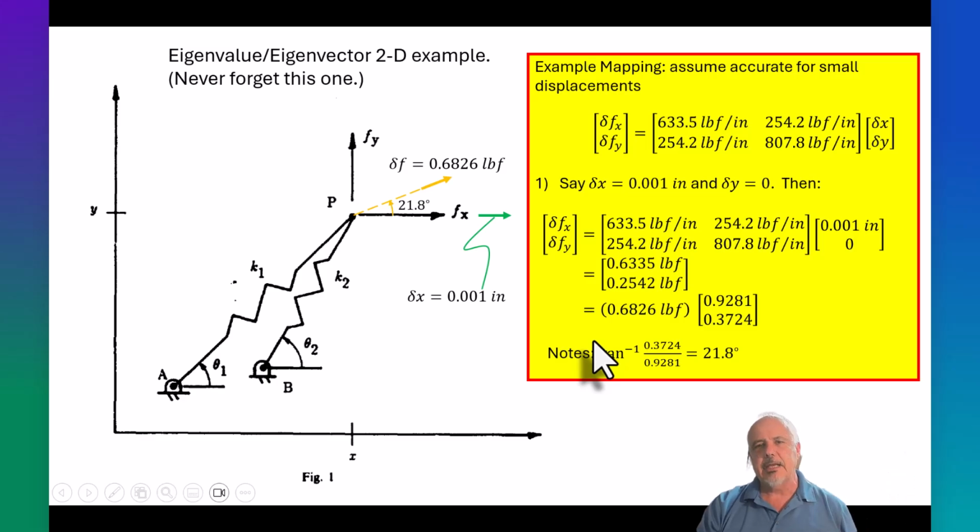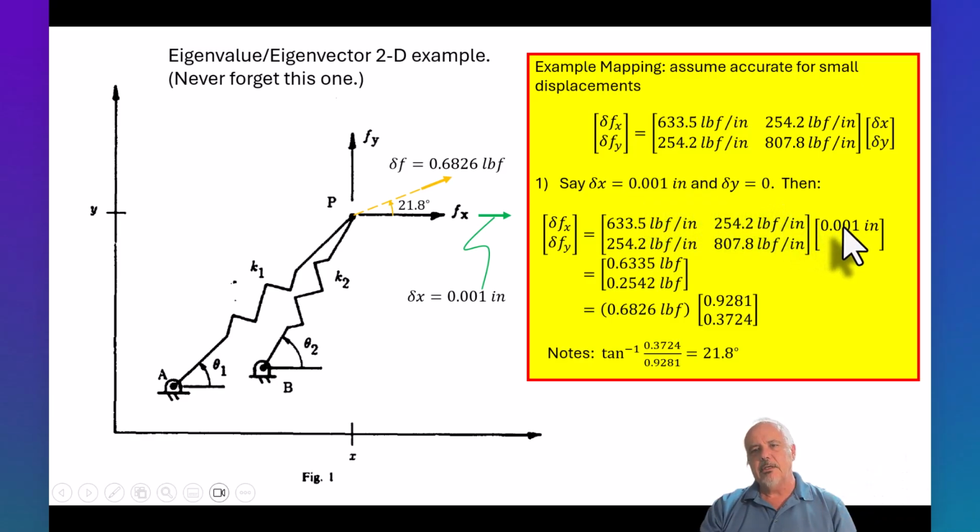So let's take an example. I created a numerical example, and we're going to figure out how to get these numbers later on. But here's my stiffness matrix, and I'm going to say, hey, I'm going to move point P 1/1000th of an inch to the right, in the X direction. I'm not going to move P at all in the Y direction. So this is what I'm thinking about.